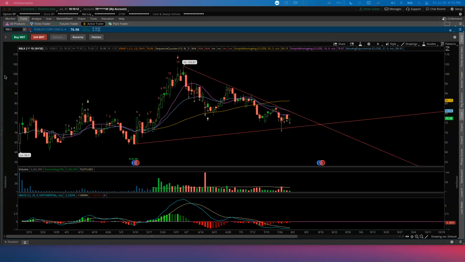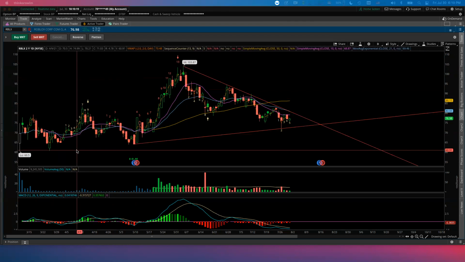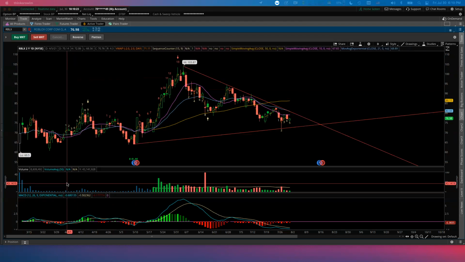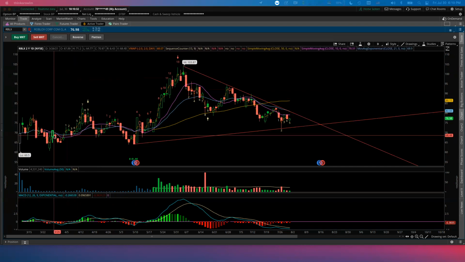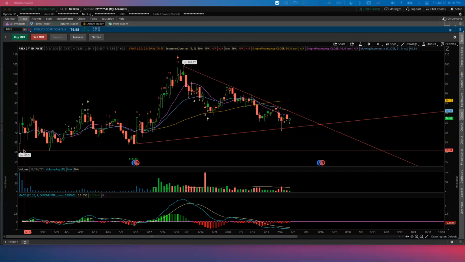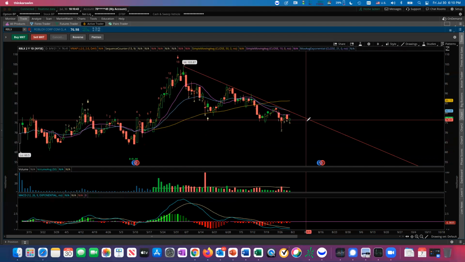So this is the Roblox stock chart. The biggest area that you're seeing on your screen is the stock price and how it's been doing the last couple of months. The second row here is the volume for Roblox, and the third row here is the moving average convergence and divergence. So we'll be going through each of them. First, let's take a look at Roblox and how it's been doing the last couple of months since it IPO'd. Let's remove those lines here. We'll talk about that later.